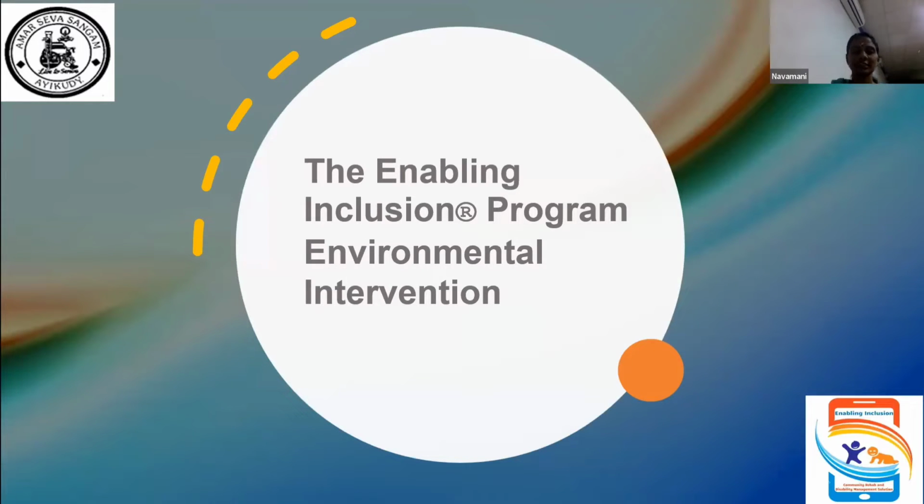So now we have seen the legal framework support, the legal mandate for the environmental intervention. I'm going to explain how we are doing it in our program, the Enabling Inclusion program.